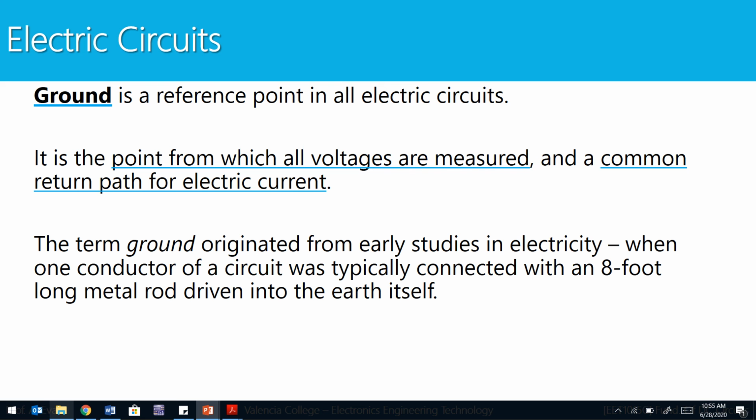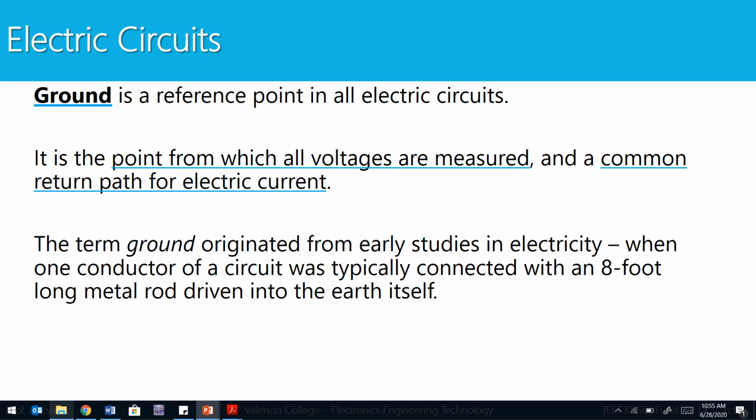Now, as we go through the course, we're going to talk about this idea of ground. Ground is a reference point in all electric circuits. It's the point from which all voltages are measured, and it's a common return path for an electric current. You have to have ground because it's your return path. The current will exit your particular voltage source, and it has to return to that same point in order for a closed path to be completed. Ground is that point of return.